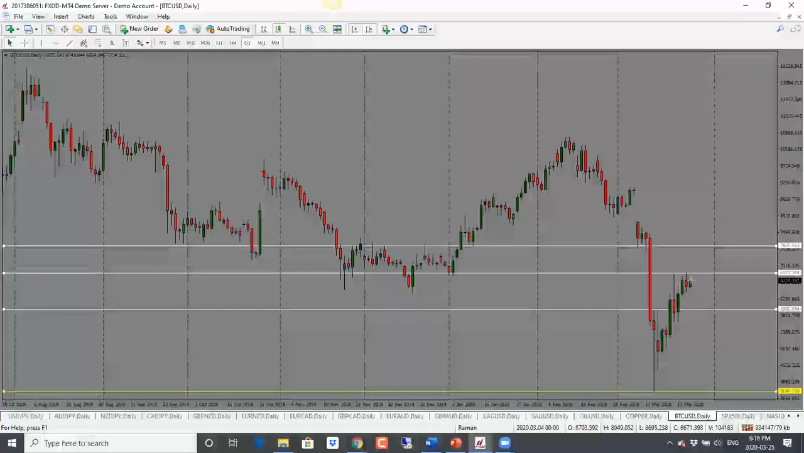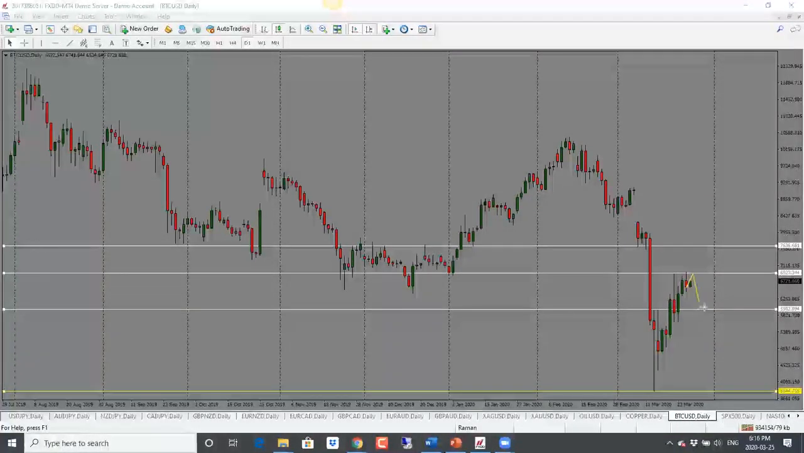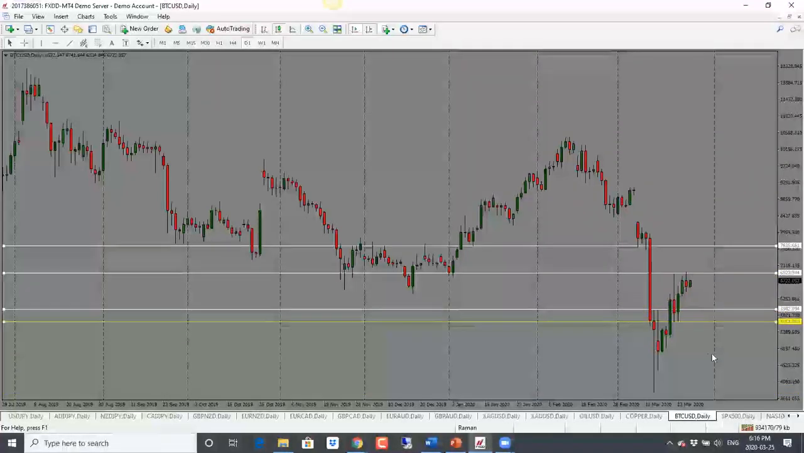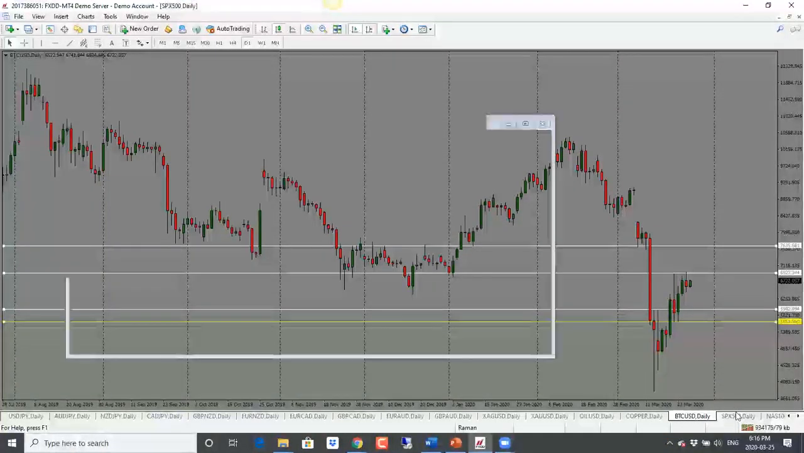The move that I'm anticipating would be a retest of the high potentially at 69.20, and then looking for a drop from there. 59.80 is the target, and below that we have 56.50. So bias is bearish for Bitcoin.